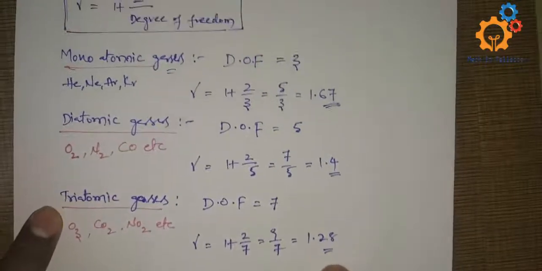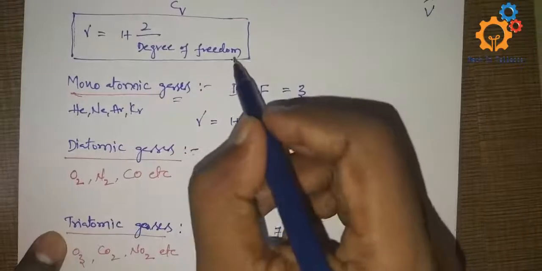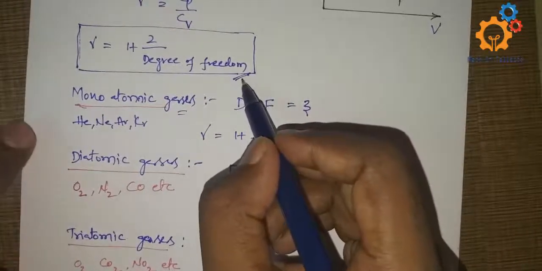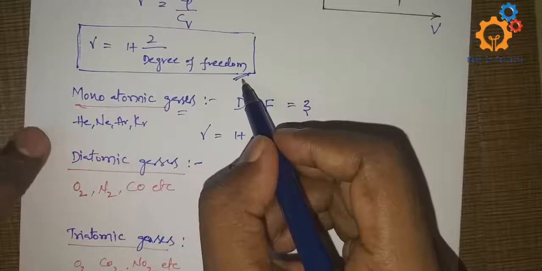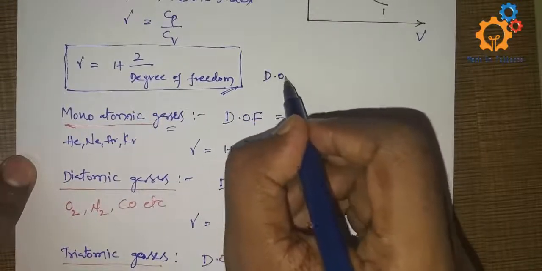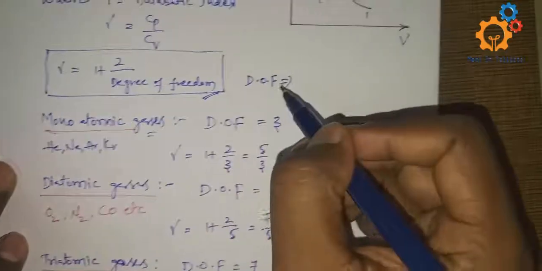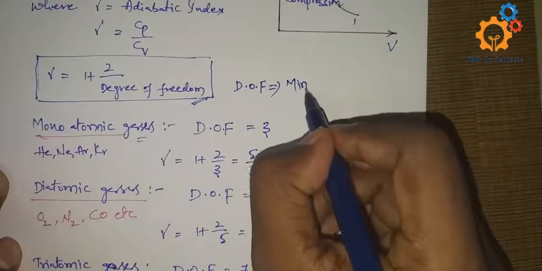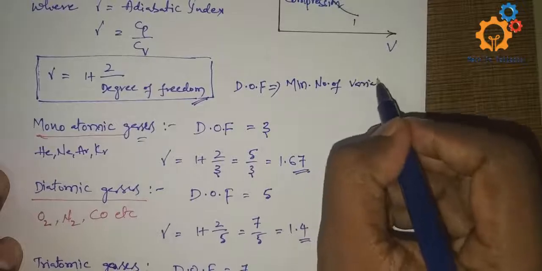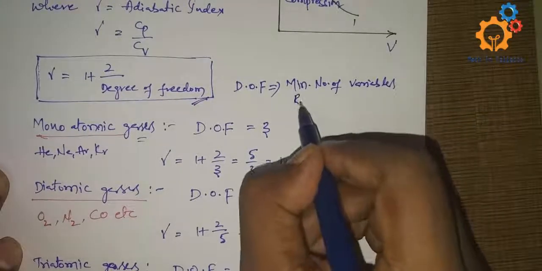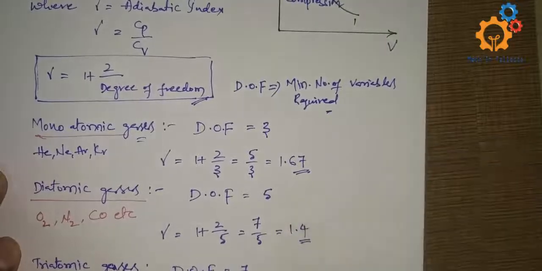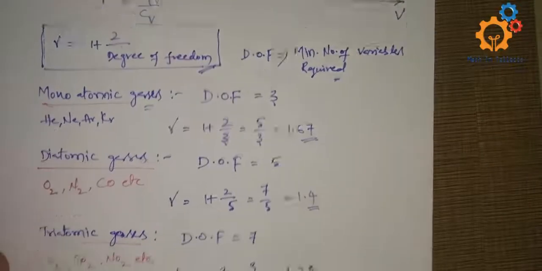Degree of freedom is nothing but the minimum number of variables required to define a gas. DOF means the minimum number of variables required to define a gas.